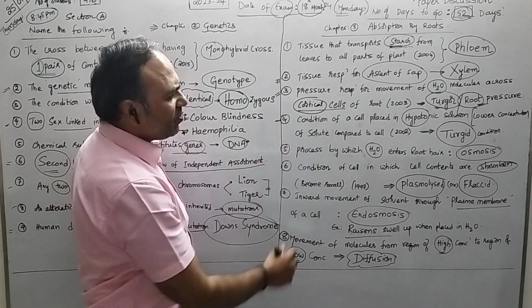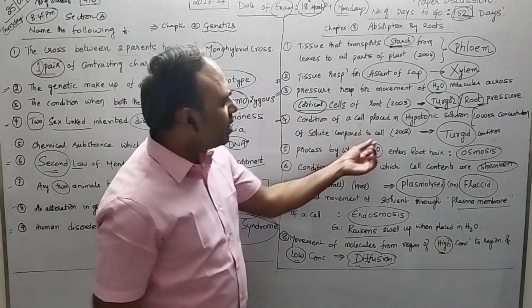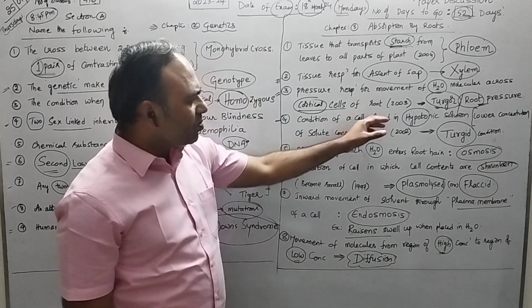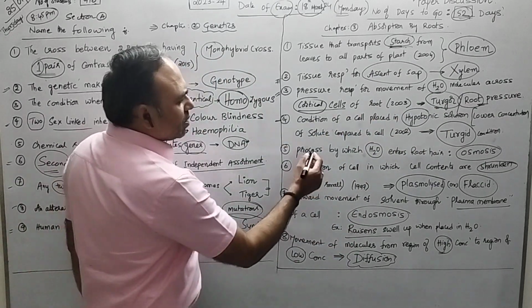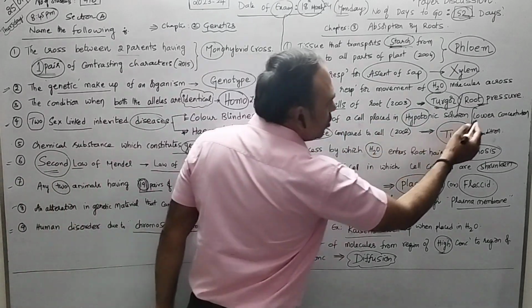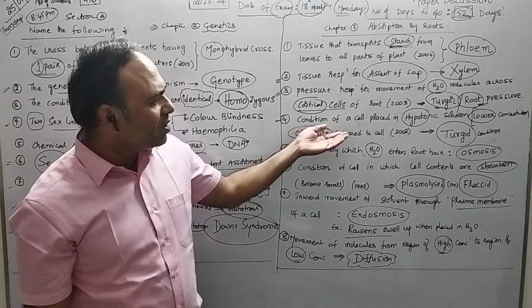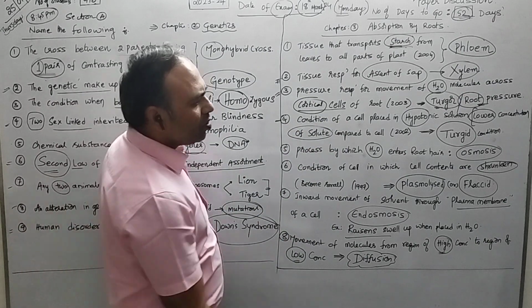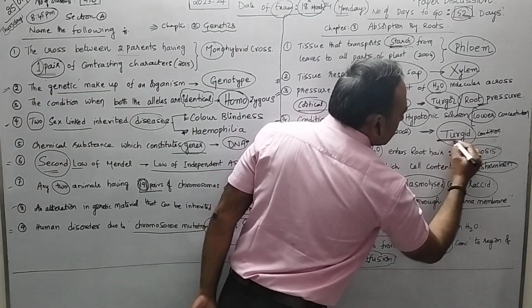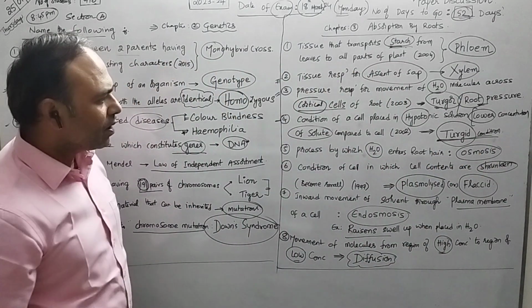Fourth, condition of a cell if you are placing it in hypotonic solution. What is meant by hypotonic solution? The concentration of solute will be lower. So lower concentration of solute will be there, and that condition, what do you call? Turgid condition.